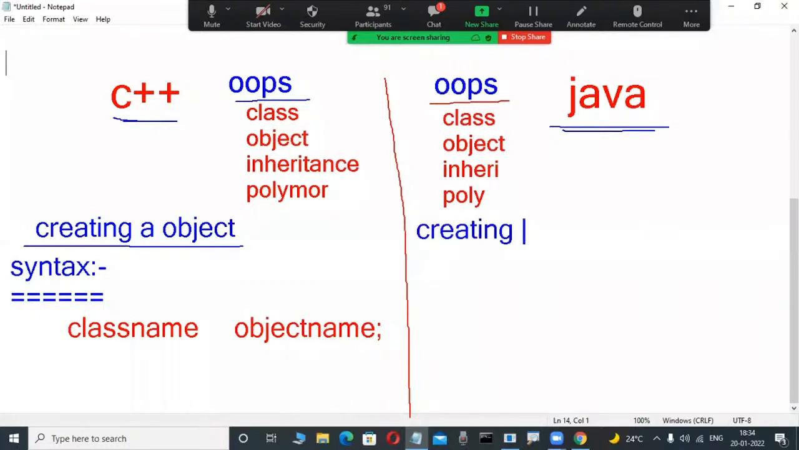Don't worry. What is that one? Now just observe here: creating an object from a class in Java. Are there any technical persons here? Maybe tell me roughly the syntax.